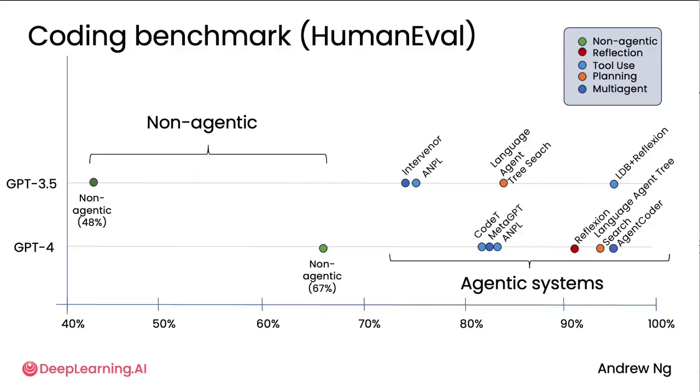In fact, what we saw in this example was that the improvement from one generation of model to another, which is huge, is still not as big a difference as implementing an agentic workflow on the previous generation of model.